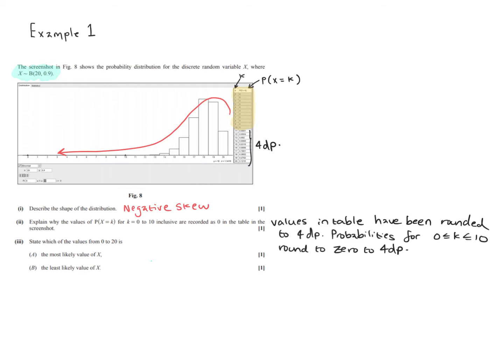And for the last part of the question, state which of the values from 0 to 20 is the most likely value of x. Well, look at the graph and see which has the tallest bar, 18. So 18 is the most likely value, and the least likely value of x will be 0. That will have the smallest probabilities. As you can see, the probabilities start to tail off at this point and get smaller and smaller as the value of k gets less and less.